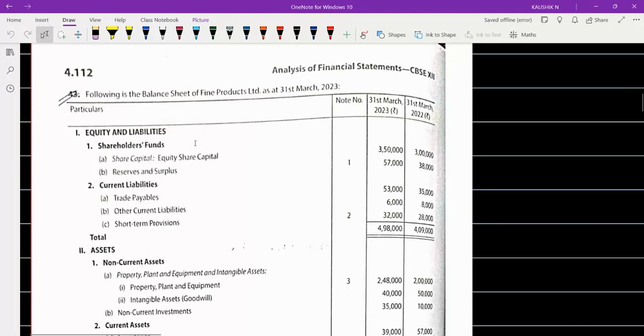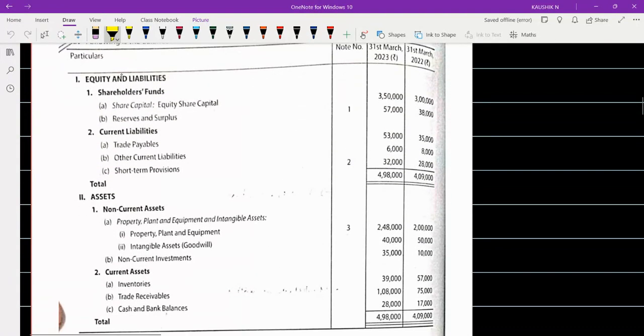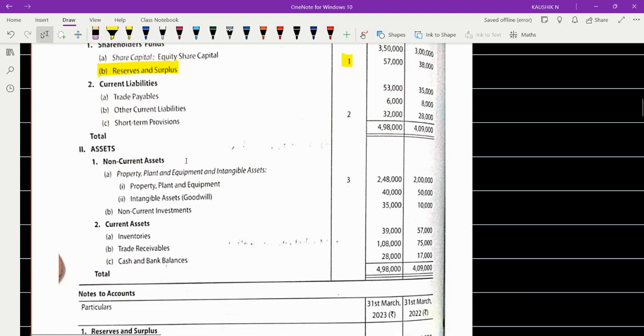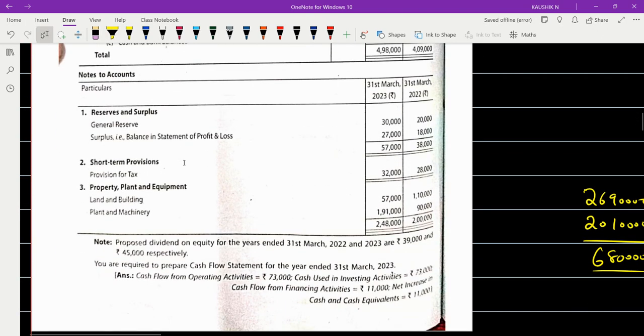Okay, now look at this problem. Here in the balance sheet, is there reserves and surplus? Okay, is there a note number? Now come back to your notes to account. In notes to account, you have reserves and surplus. But look at how it is here. It has been split into two: there is general reserve, and there is surplus.